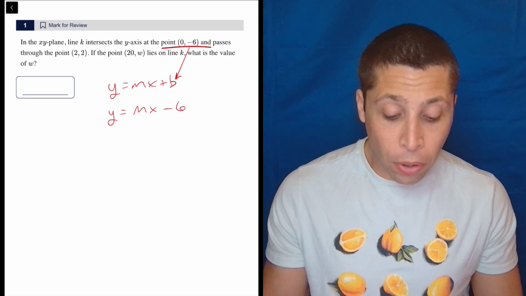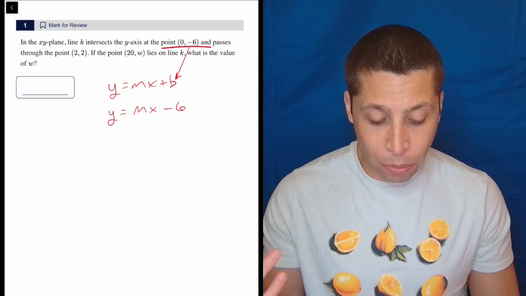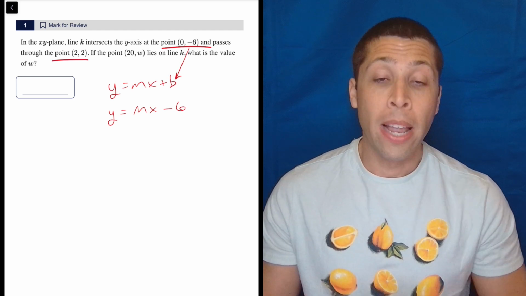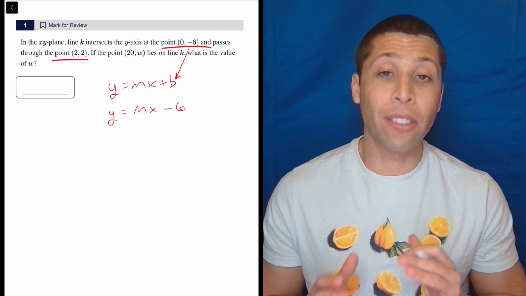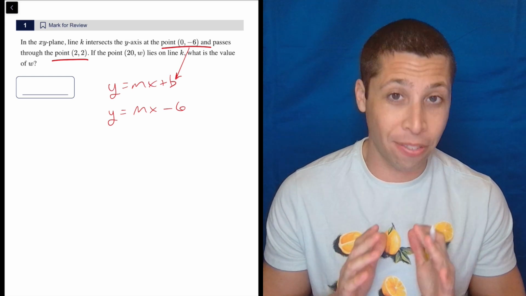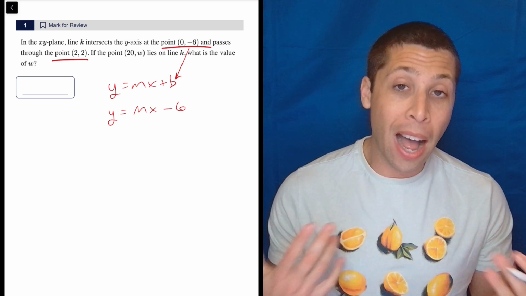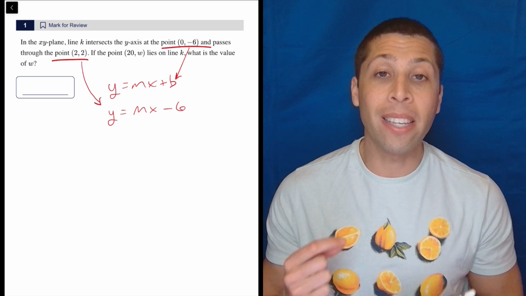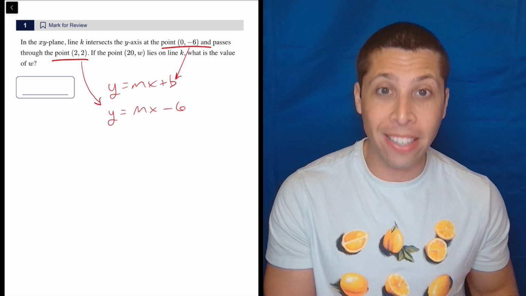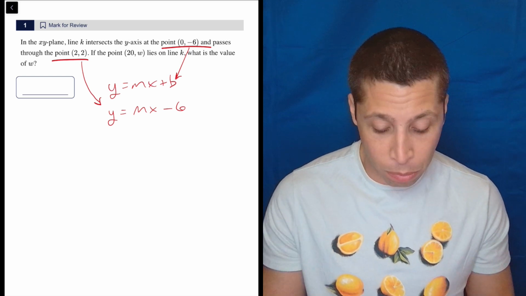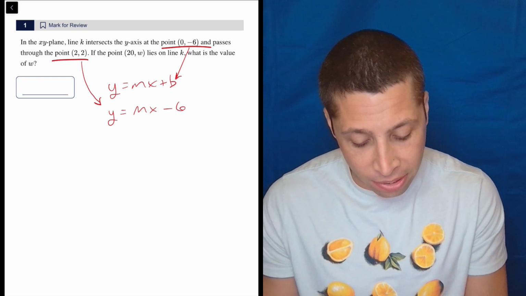Now, in order to build the full line, we need to have the slope, but they don't give us that. They just tell us that it passes through the point (2, 2). What most people are going to do here is find the slope using the slope formula, change in y over change in x, and that's fine, but I prefer to just take the point and plug it into the equation, because that's what the x and y represent in the equation. They're all the points that are on that line. So we can just put those in and see what happens and solve for m that way.